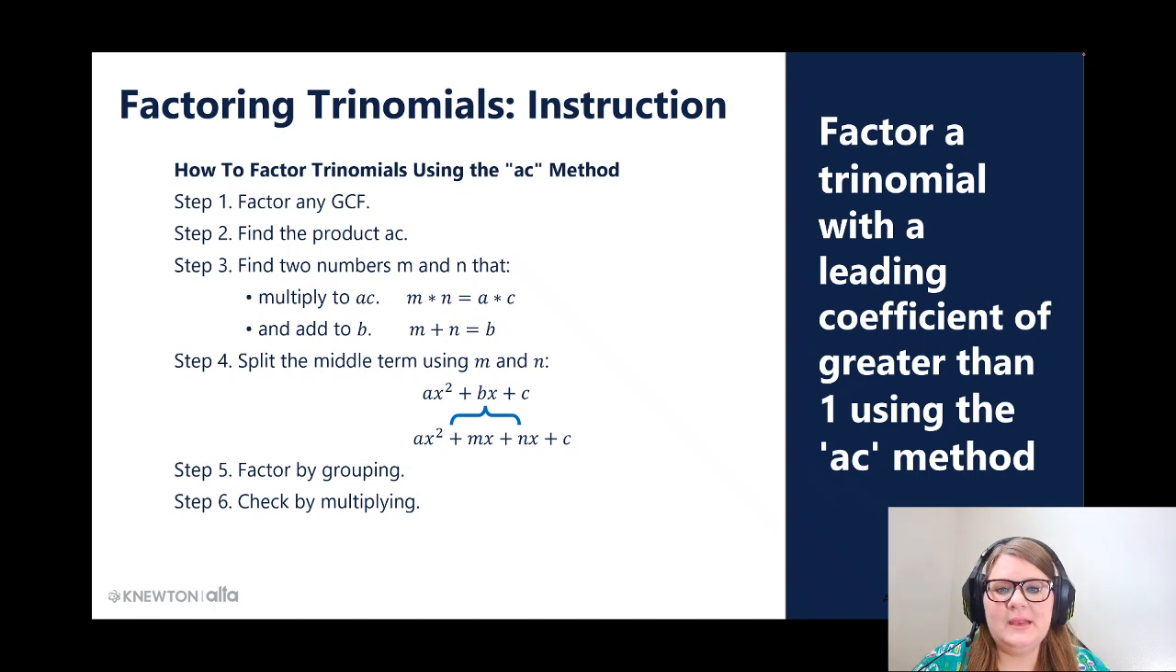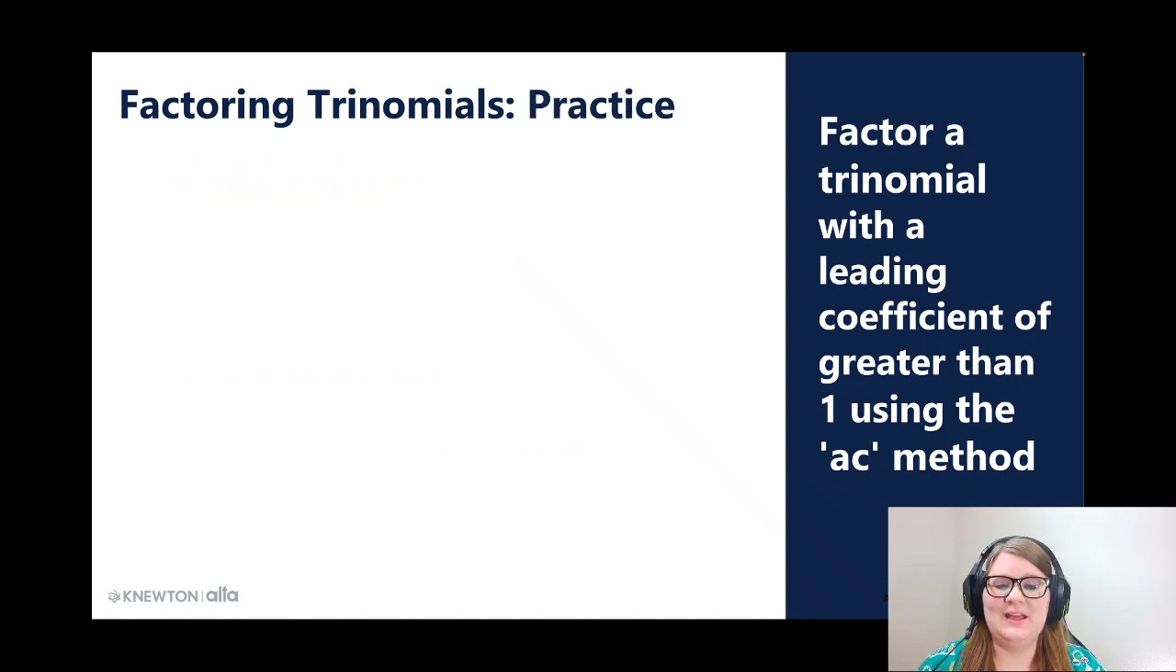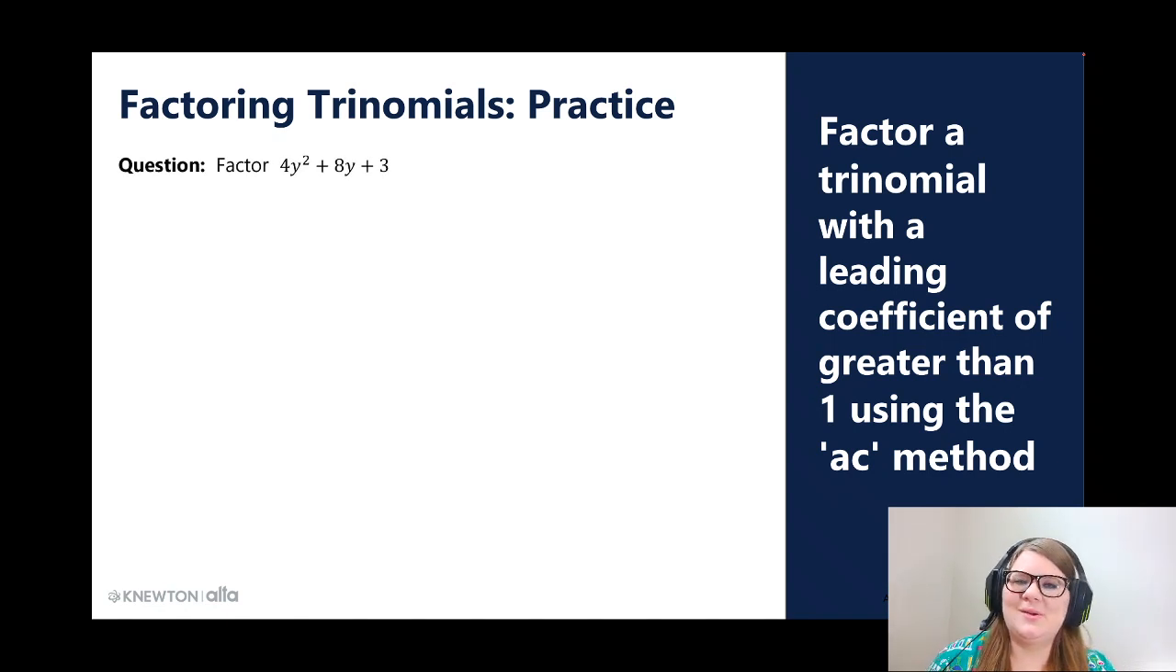Okay? Now, once you found those two terms, instead of just automatically plugging them into the parentheses like we've done in the past, we're now going to split the middle term into those two terms, and we're going to factor by grouping. So what does that look like? Well, again, in practice, all of this is much easier. So let's start with 4y squared plus 8y plus 3.